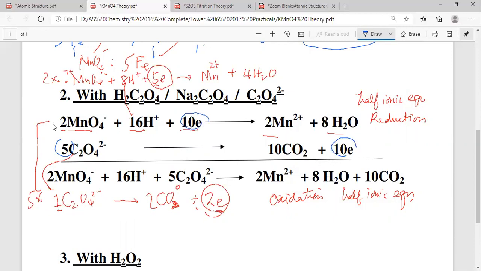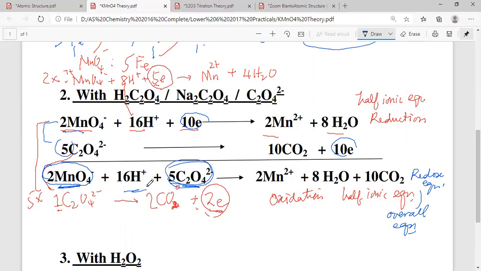Now these 2 equations come together and give you this. This is your redox equation, or this is called the overall equation. It's redox because one is oxidation, one is reduction. So I put 2 moles of this one here, 5 moles of your ethanedioate ion, 8 moles of H plus, and so on. Of course what I'm interested in is this one here and this one here.